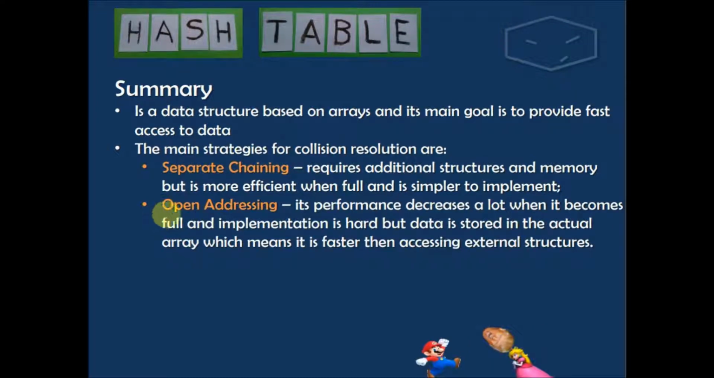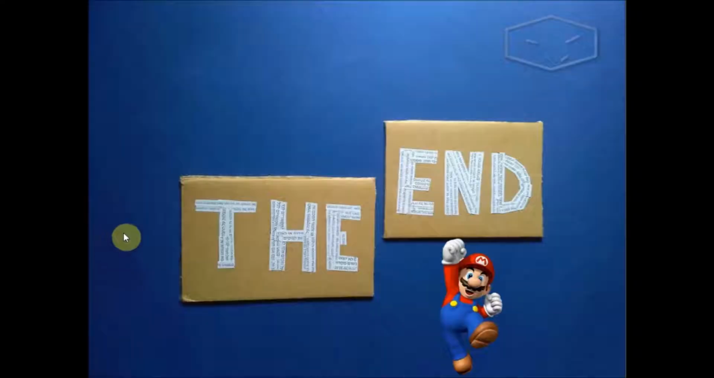And we have a second option, open addressing. The performance decreases a lot, but a lot, when it becomes full and the implementation is tricky, but the data is stored in the actual array, which means it is faster than accessing external structures, like in separate chaining. Okay, so if the hash table is not full, open addressing is cool, okay, but when it becomes 70% full, separate chaining wins. So this is the end.